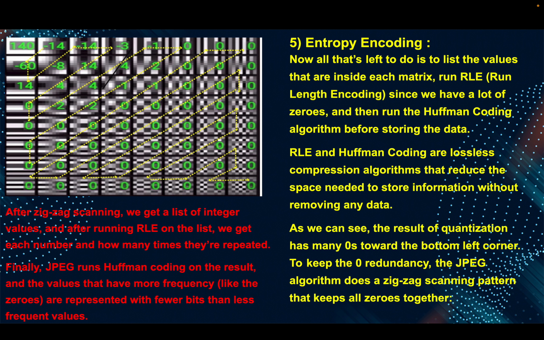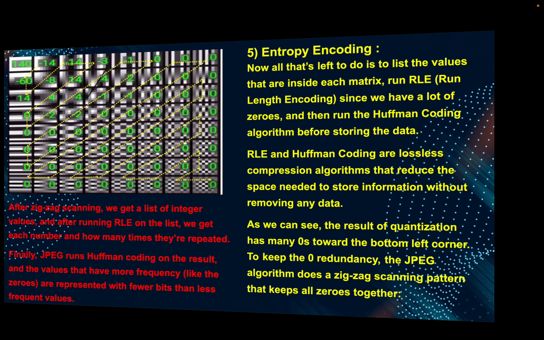After zigzag scanning, we get a list of integer values, and after running RLE on the list, we get each number and how many times it is repeated. Finally, JPEG runs Huffman coding on the result, and values that have more frequency, like zeros, are represented with fewer bits than less frequent values.